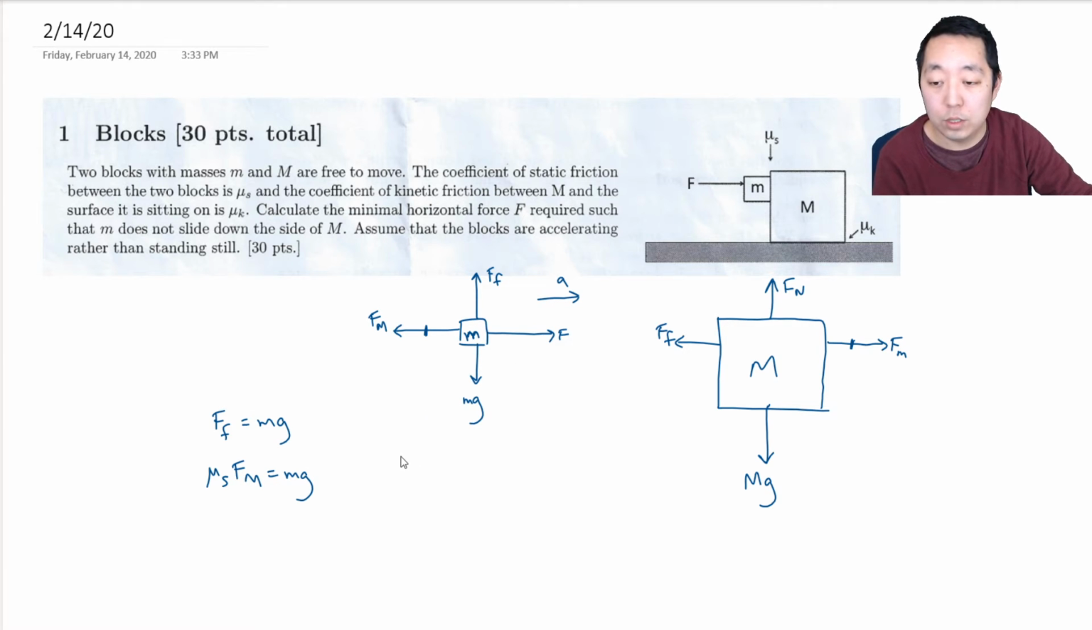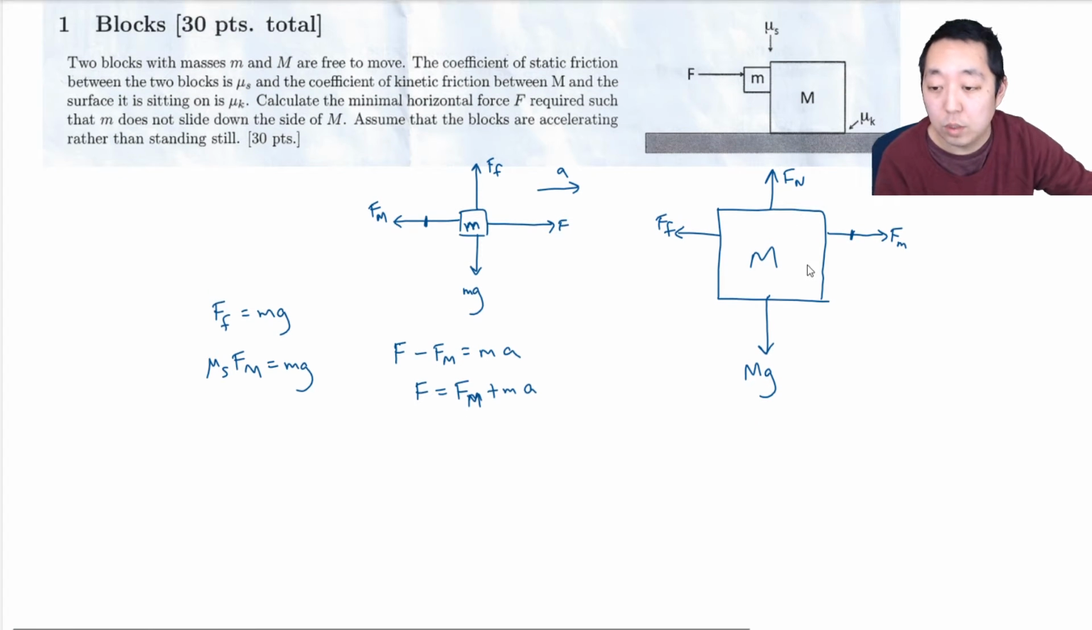And then the horizontal direction, let's assume it's accelerating to the right. I have F minus F big M is equal to little m times A. All right. And my goal is to figure out what F is. So I'm going to solve my equation for F. It's F big M plus little m times A. I know this is really hard to tell, but these two forces are equal. It doesn't really matter. Okay, so that's my equation so far.